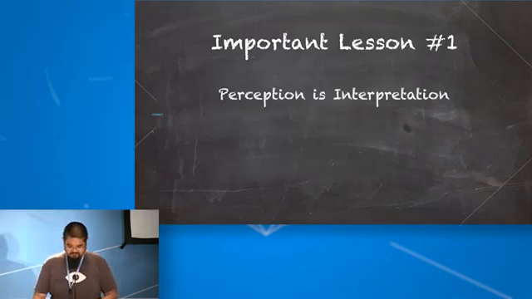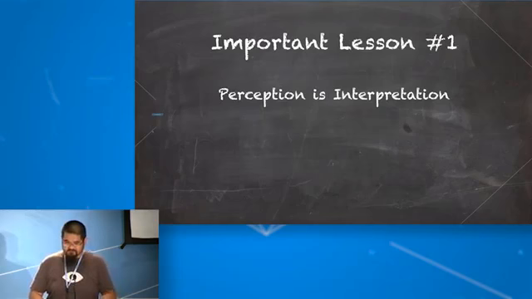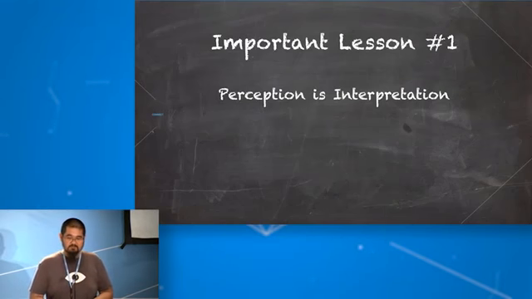So this brings us to the first important lesson here. In summary, perception is inherently a process of interpretation. We often don't think of it that way. It doesn't always feel that way. But that's really what your brain is doing when you perceive the world.